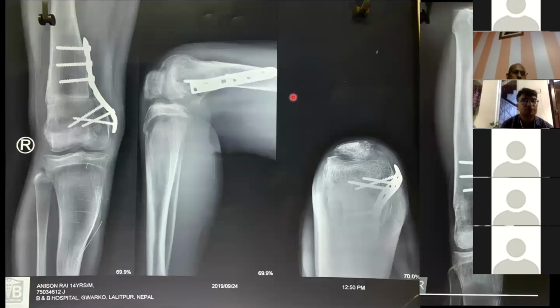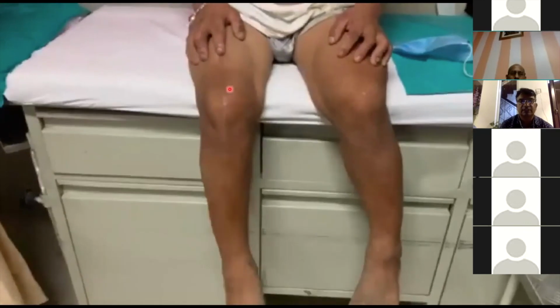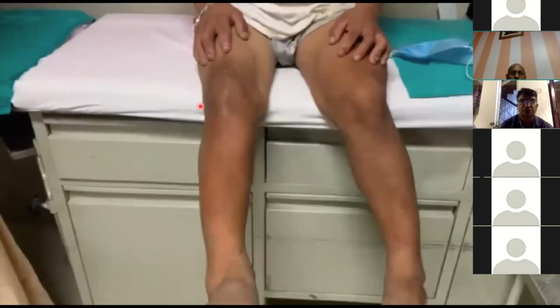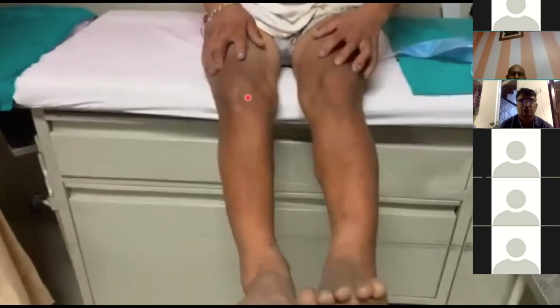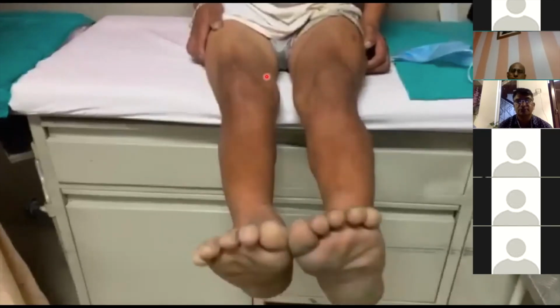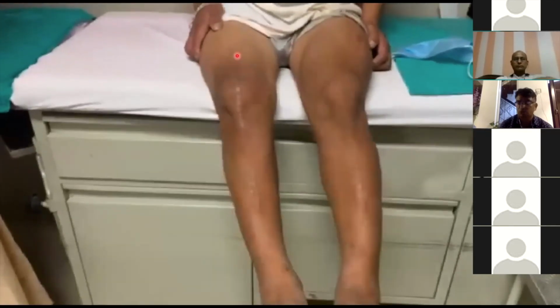1 year follow-up, you can see that the osteotomy site has nicely united. The valgus has been very well corrected, and then the patient presented with this one. You can see that it was absolutely on this side. The patella initially was on this side. So it is very well located at the center. The osteotomy has been performed from the same incision. That's why he is having a long incision.